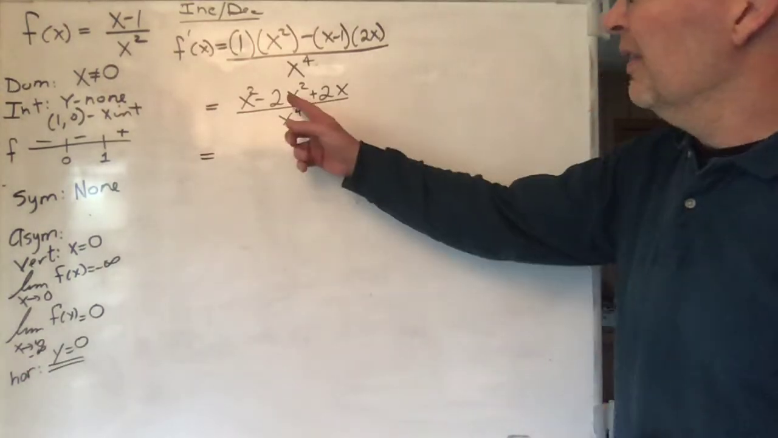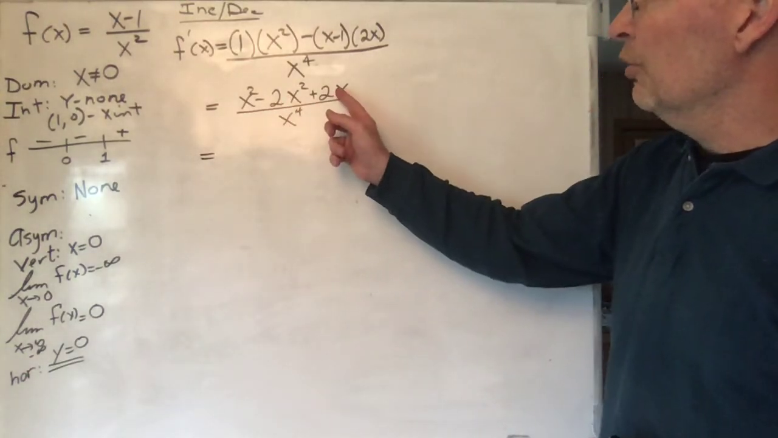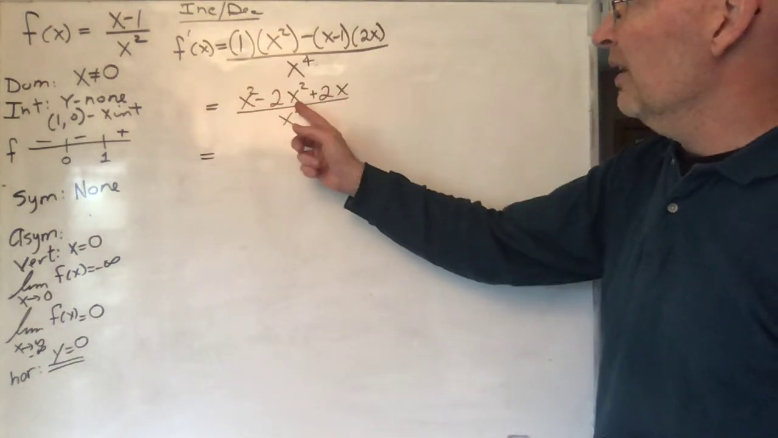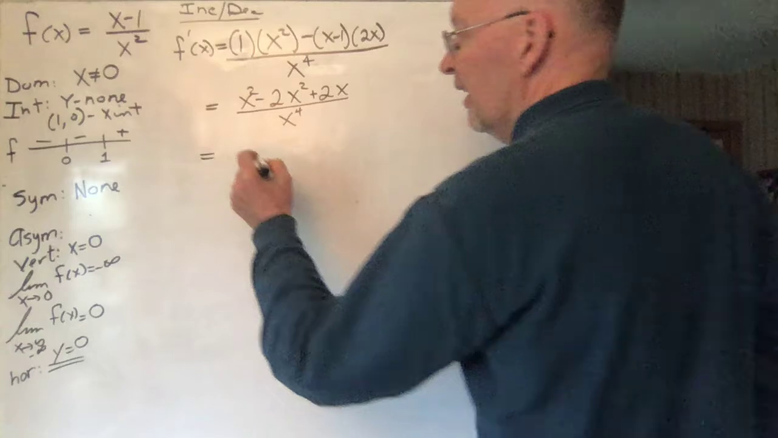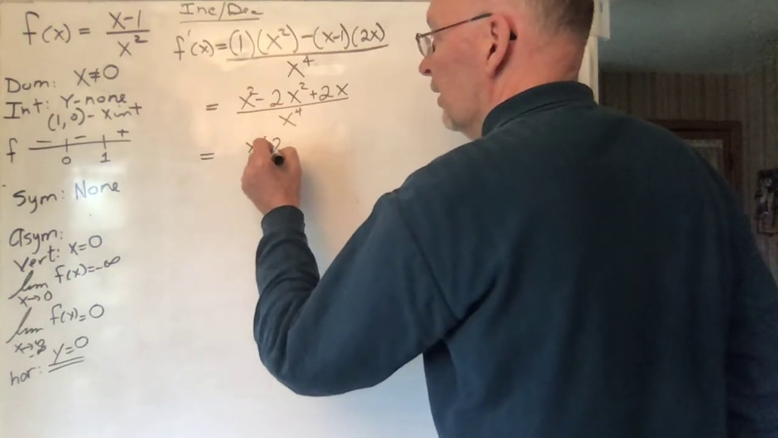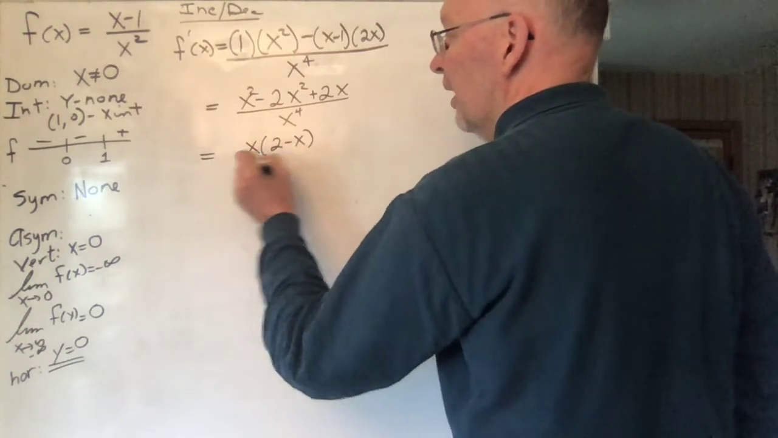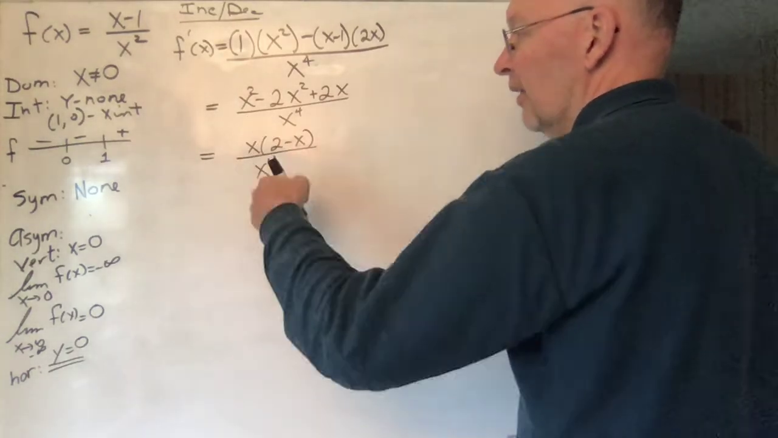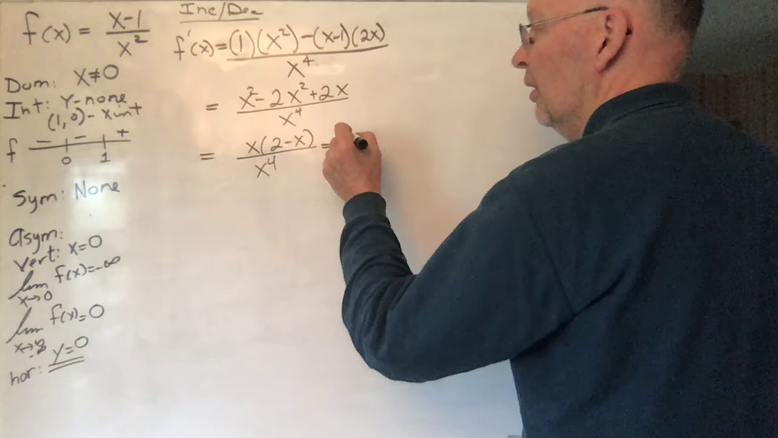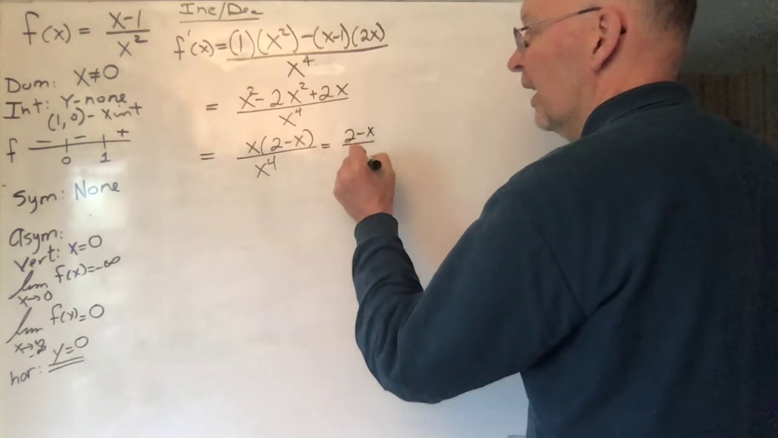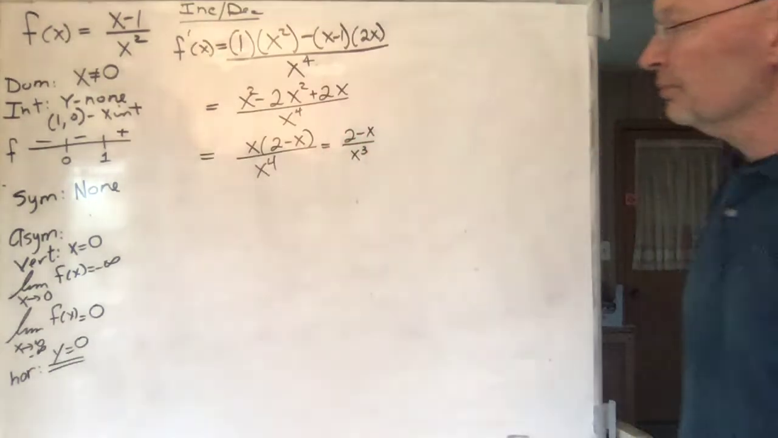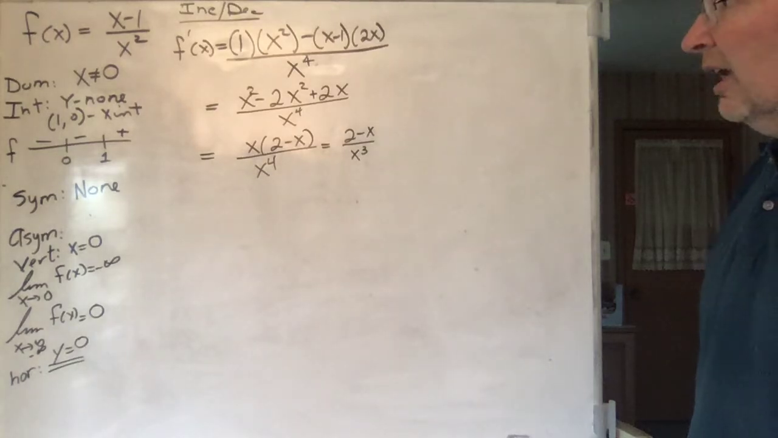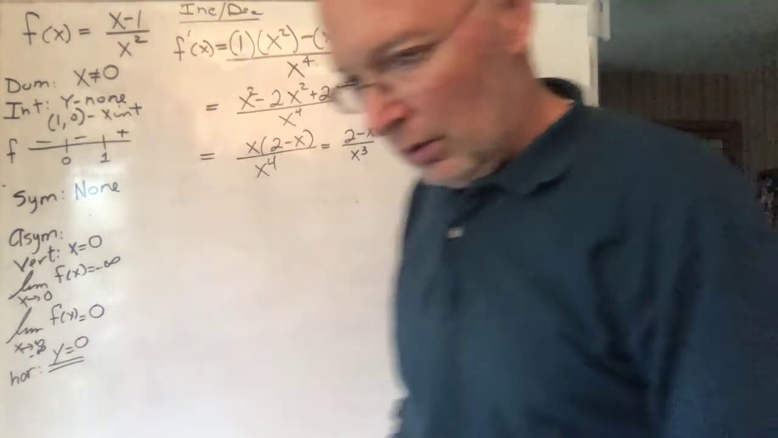And then you can combine these. Let's write it as 2x minus x squared. See that? Then we can factor an x out, and we'll be left with x times (2 minus x) on top and x to the 4th on the bottom. Then I can cancel one of the x's and be left with (2 minus x) over x cubed. So there it is. And now with that, we can... hold on just a second.